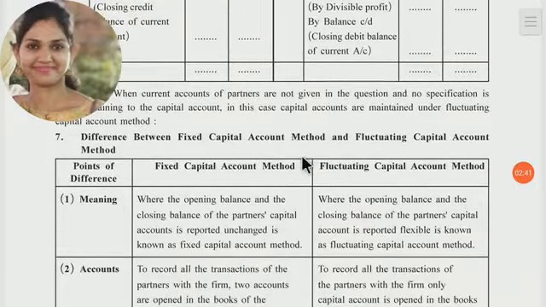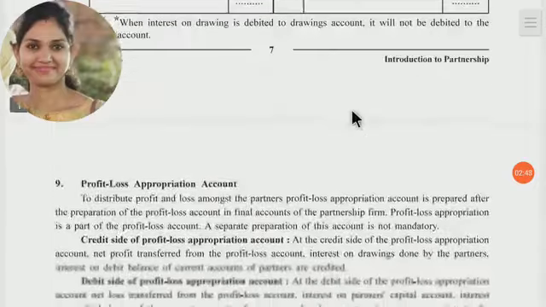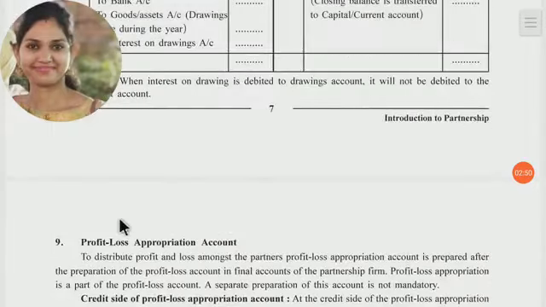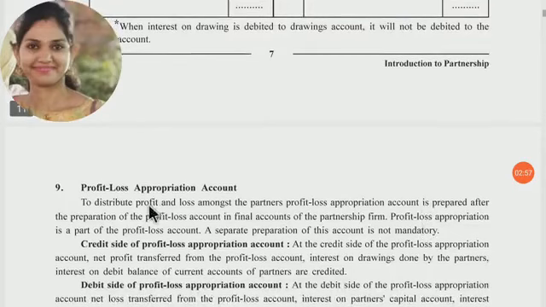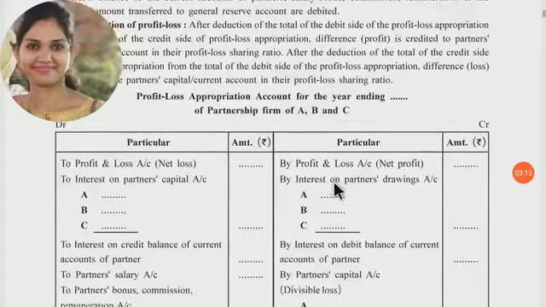Right girls? Now we have seen the difference between the fixed capital account method and the fluctuating capital account method. Then we studied the profit and loss appropriation account. In the previous period, we did a detailed study of it. The profit and loss appropriation account is a part of the profit and loss account. Separate preparation of this account is not mandatory. In this account, we show all types of partner-related income and expense.